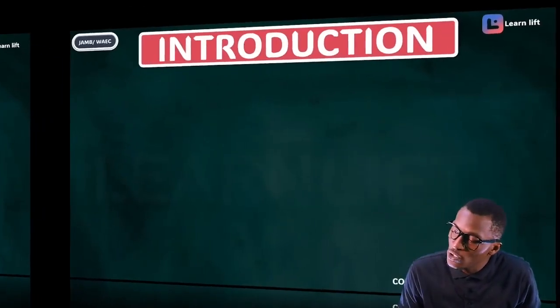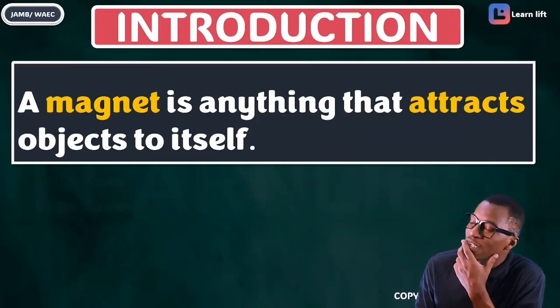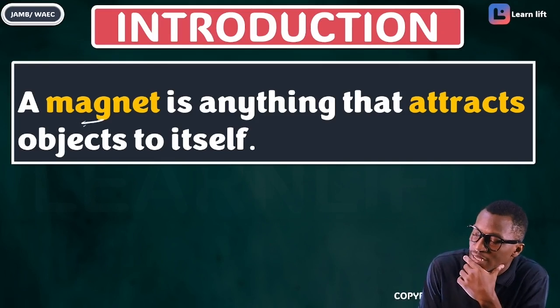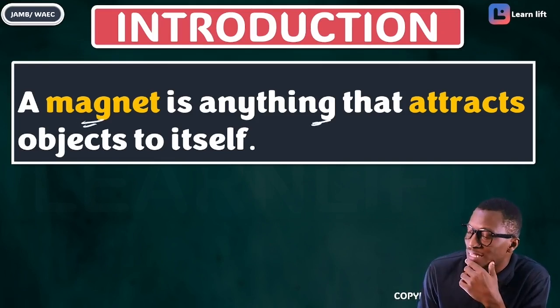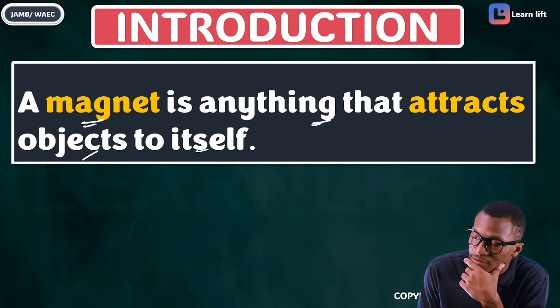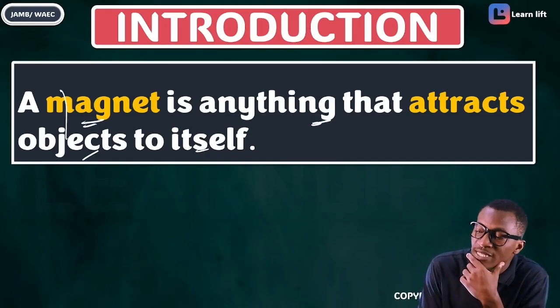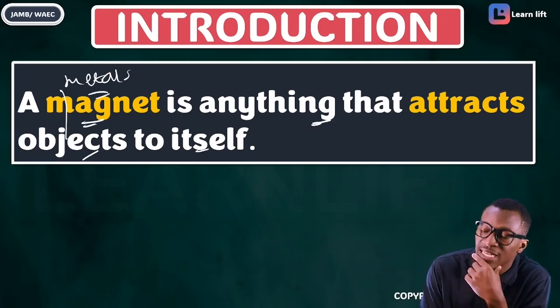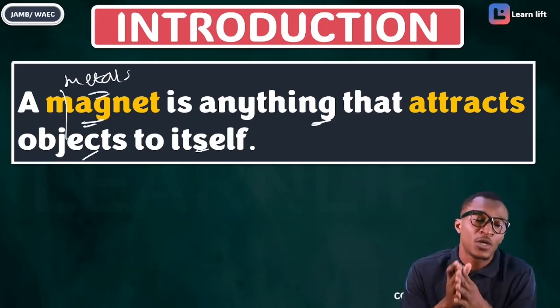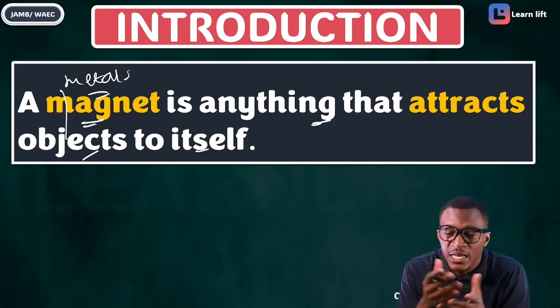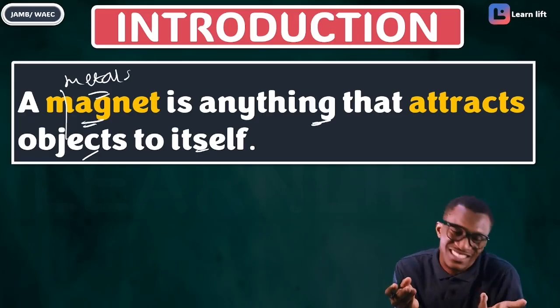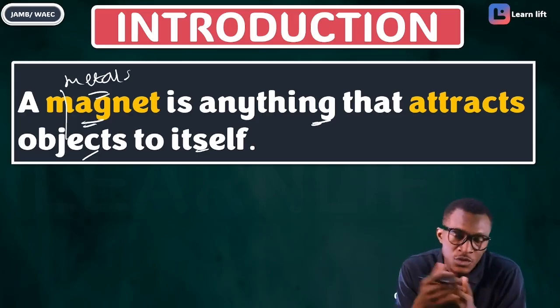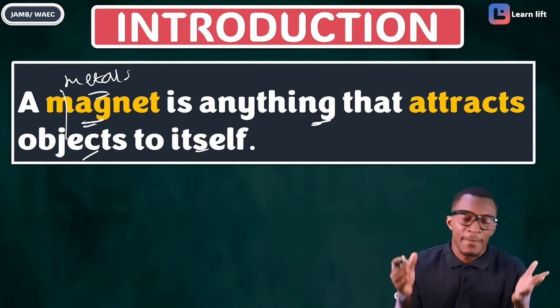So let's say that definition again. A magnet is anything that attracts objects to itself. Now these objects are metals. Anything that attracts objects that are metals to itself is simply called a magnet. So if you know you attract people to yourself, you're a magnet.